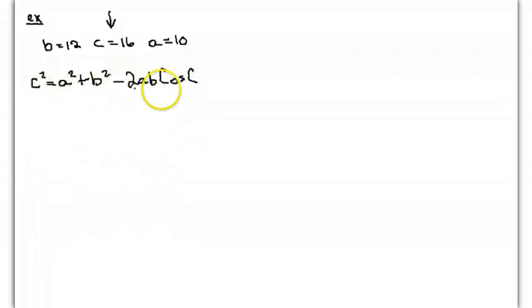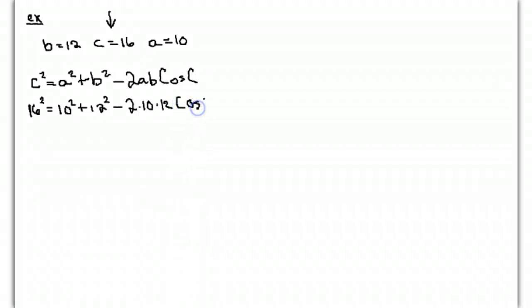And so you got everything except this big C. So what you got, c is 16, so you got 16 squared equal 10 squared, because that's what a is, plus 12 squared, because that's what b is, minus 2 times 10 times 12 cosine of C.